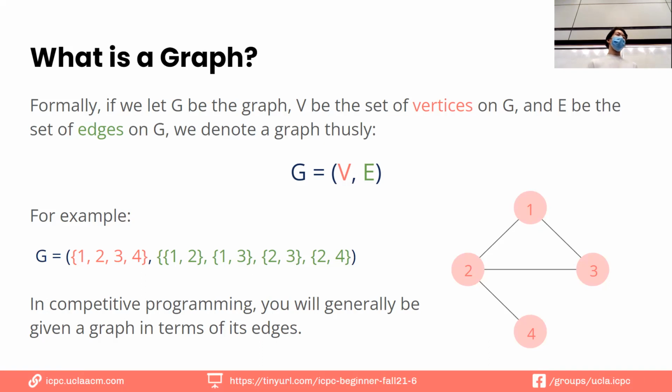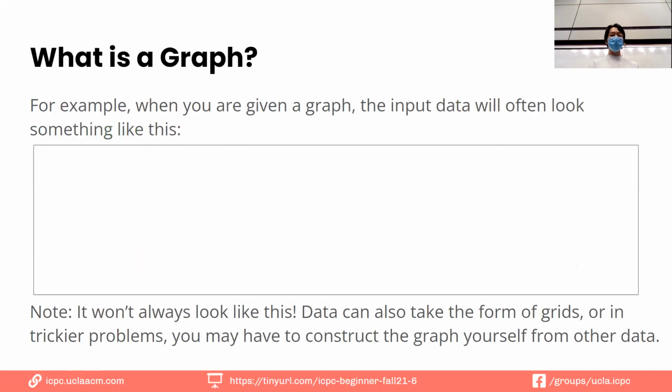Normally vertices are numbered from 1 to n, where n is the number of nodes. But sometimes they can give it in terms of names, because it might be something like a bus stop or a train station. They'll give you names instead. So it can be anything you want.